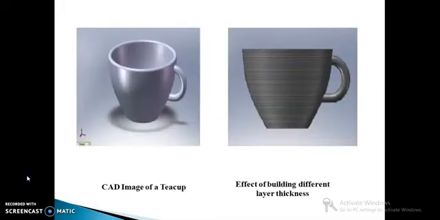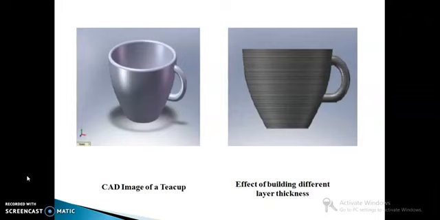Now in this slide you can identify two images. The first image is the CAD image of a teacup, which represents the final product which we have to manufacture using the additive manufacturing process. This teacup is made using CAD software, and there are a variety of CAD software available to create the model. So this first image represents the CAD model prepared using CAD software, and this CAD model is fed to the machine, and the machine converts this CAD model into the final finished product with the help of layers.